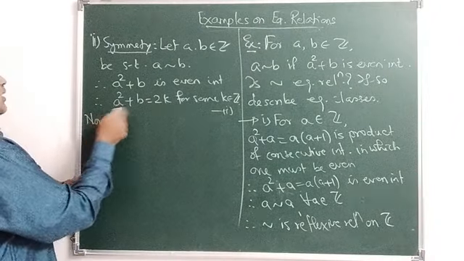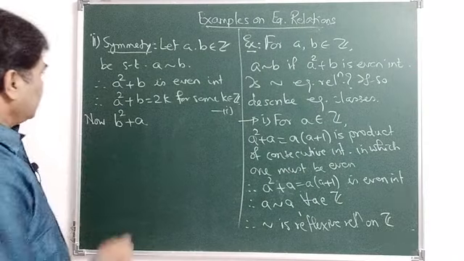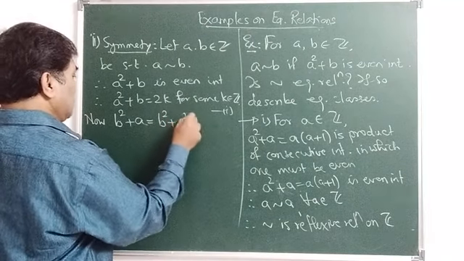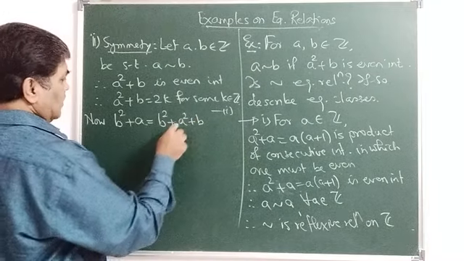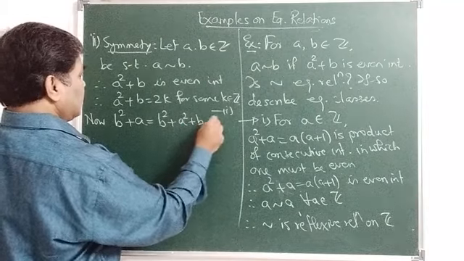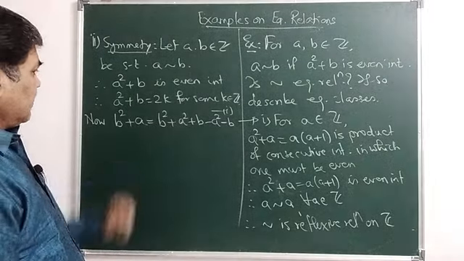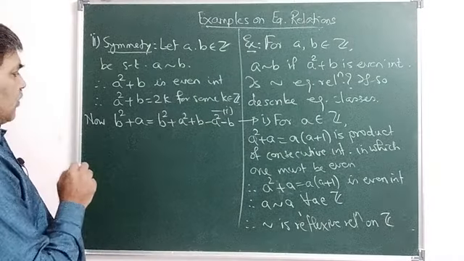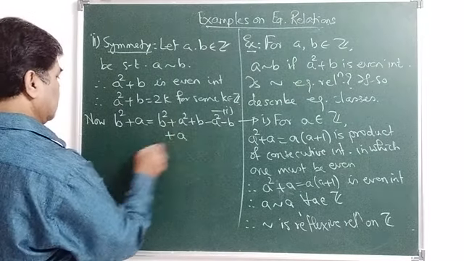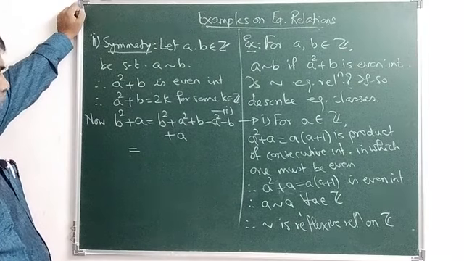Now, we have to check whether b square plus a is even or not. So, b square plus a, I can write this via a square plus b. So, I can write this as b square plus a square plus b. I don't want a square and b here, so I will write it in terms of minus a square minus b. Is it clear? If you take this number in this form, b square plus a, and plus a, then how can you write this?